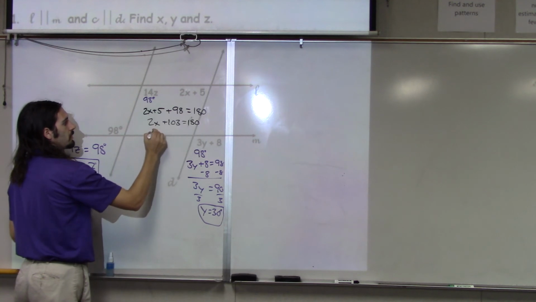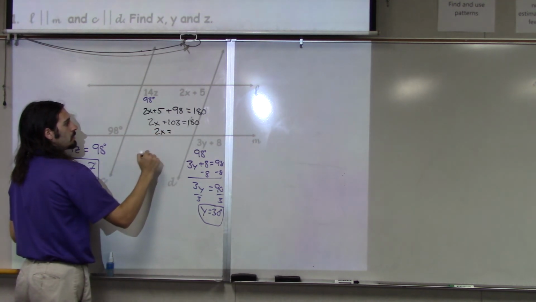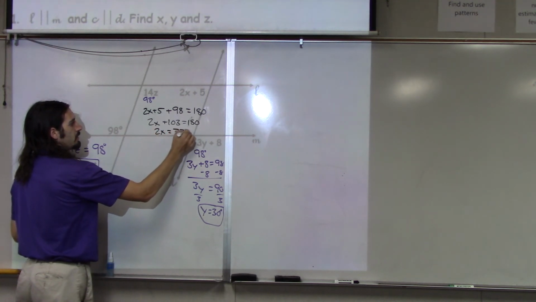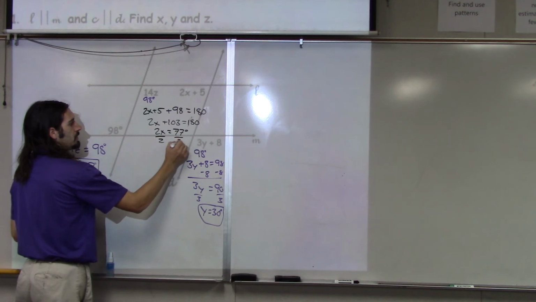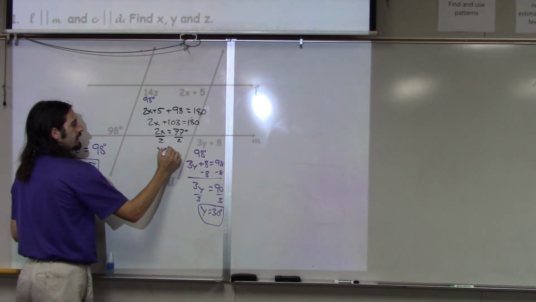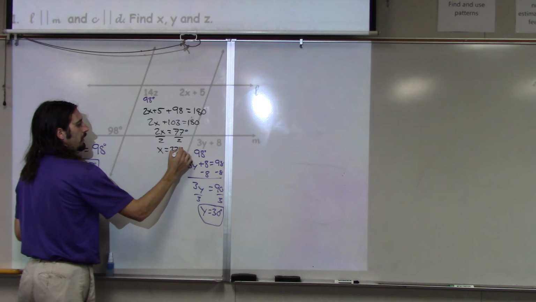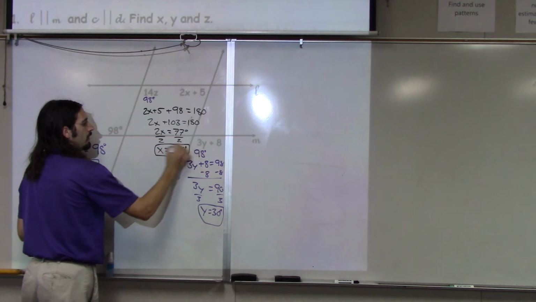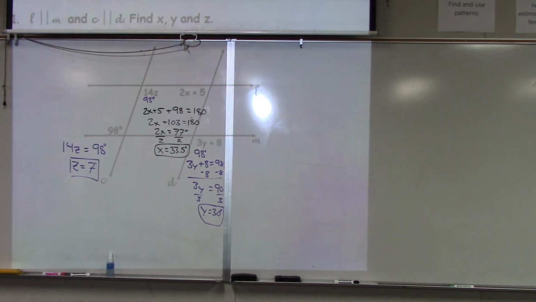I can go and subtract 103, so I get 2x is equal to 77 degrees. Divide both by 2, and I get that x is 33.5. Okay? And so, sure enough, we got our answers for x, y, and z. That's all we're asked for. Problem 1 is done.